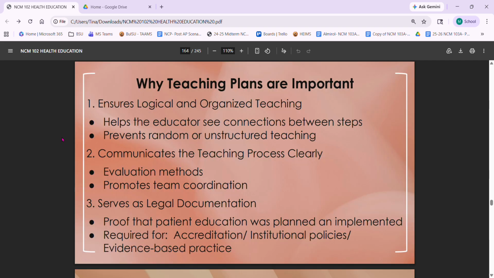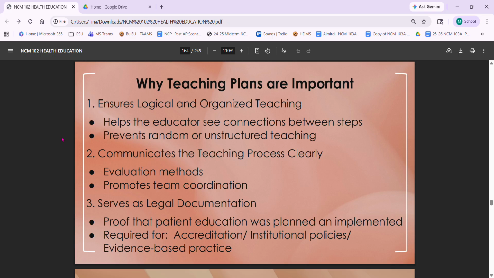Okay? So, why are teaching plans important? Some of this is self-explanatory na. Okay? It ensures logical and organized teaching. It helps you, as educators, see the connection between the steps. So, nagpe-prevent ka ng unstructured or random teaching. Okay? It communicates the teaching process clearly. Okay? Yung evaluation method mo, yung promotes team coordination.